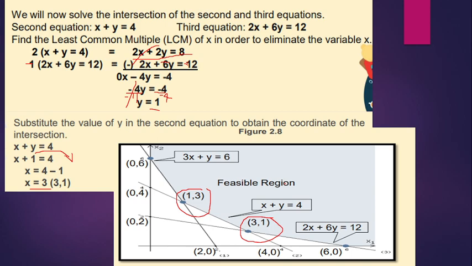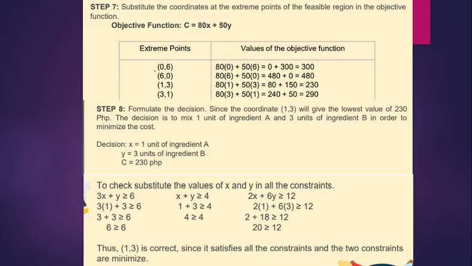Then after that, our extreme points are 0 and 6, 1 and 3, 3 and 1, and 6 and 0. That would be our extreme points. Copy the extreme points of our given, and copy the objective function. Class, we're going to minimize the cost, so you need to substitute the values of the extreme points to our variables. Just replace the value of x by 0 and the value of y by 6. So do the operations.